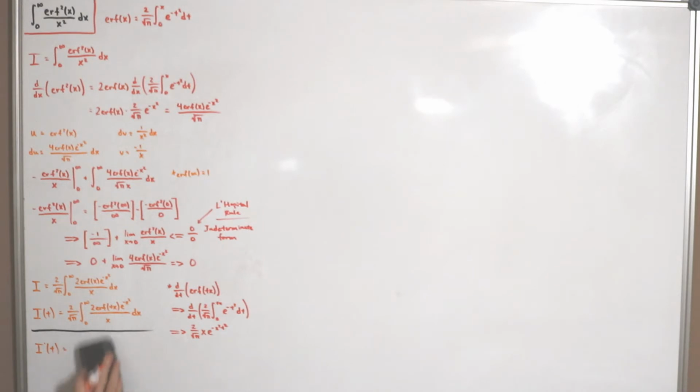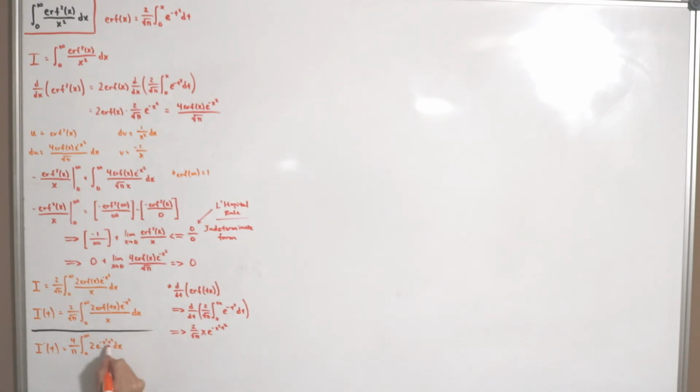So let me fix that. This means we get 4 divided by square root of pi times square root of pi, and the square roots cancel out, so it's just pi. And then the integral from 0 to infinity. The x cancels, and we're just left with 2 times e to the negative x squared t squared dx.